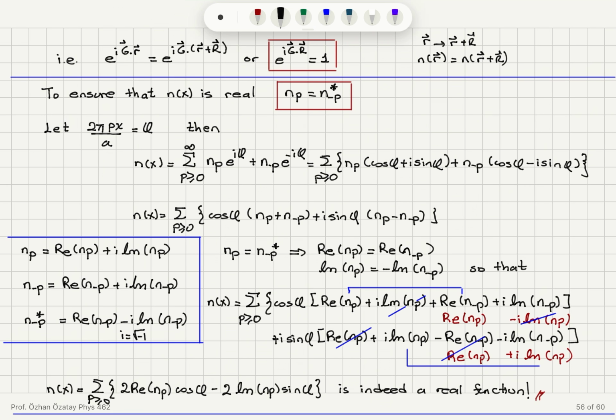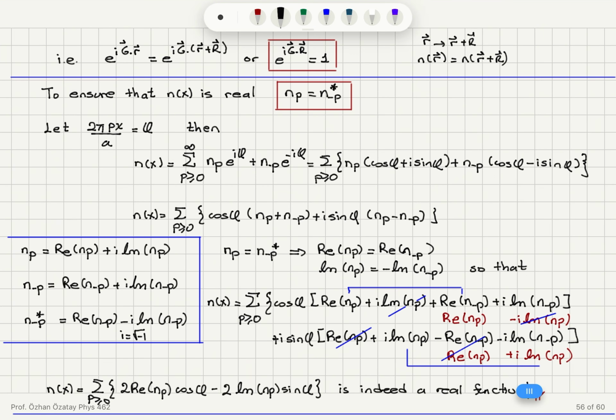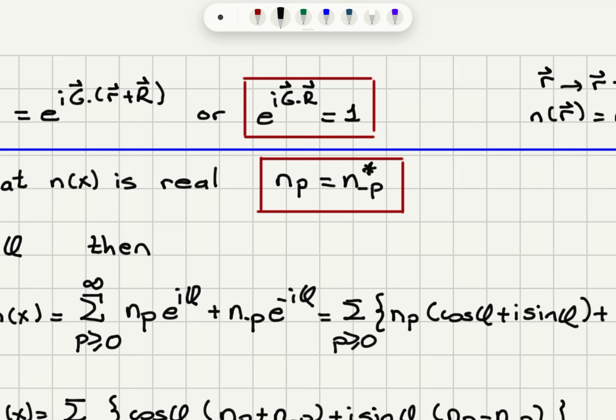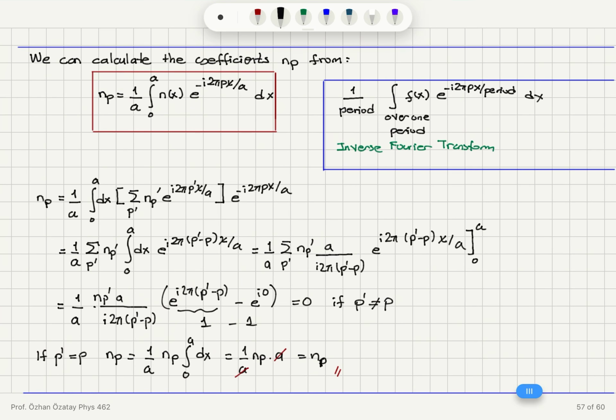So I obtain I squared, that gives me a minus 1. So at the end, I find that n of x is the sum over p greater or equal to 0 of 2 real part of n_p cosine phi minus 2 imaginary part of n_p sine phi. So this is indeed a real function. Therefore, if this condition is satisfied, the complex coefficients n_p are equal to n minus p complex conjugate, and n of x becomes a real function.